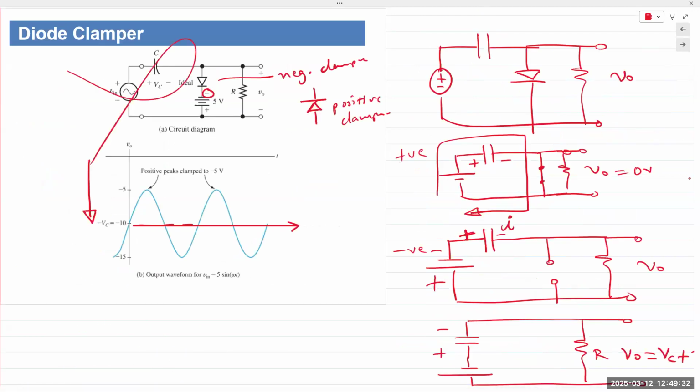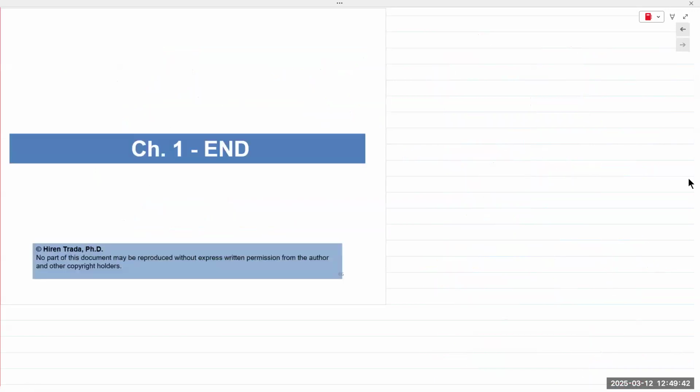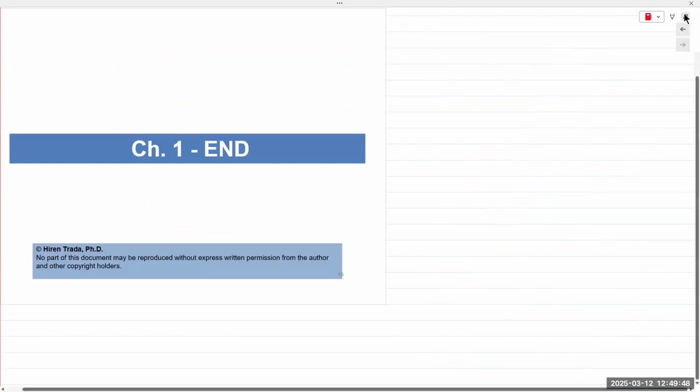We won't do diode clampers. No clamping circuits. Okay, no clamping circuits. And that would be it for chapter 1. I've got about 10 minutes left.